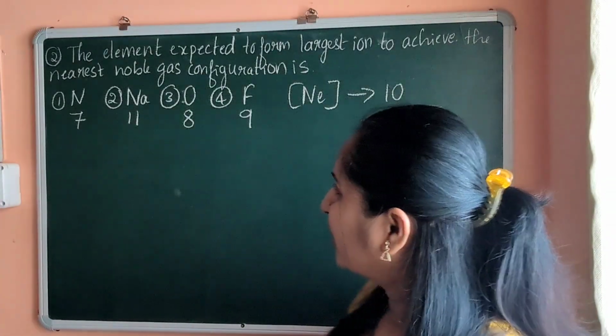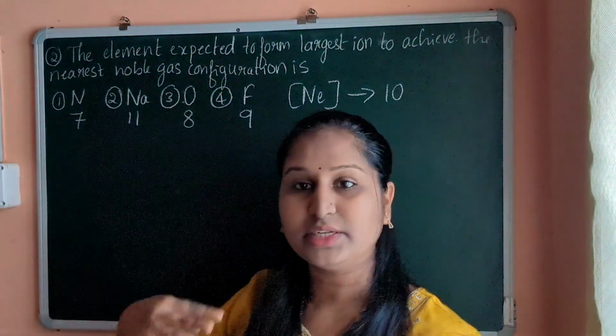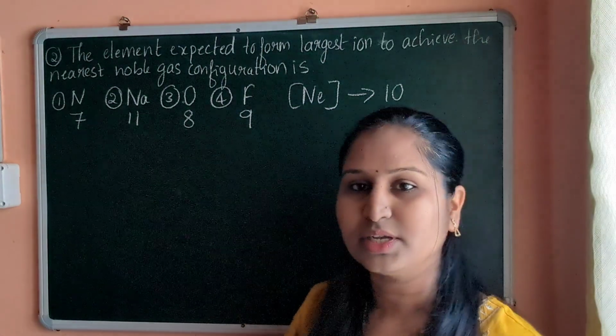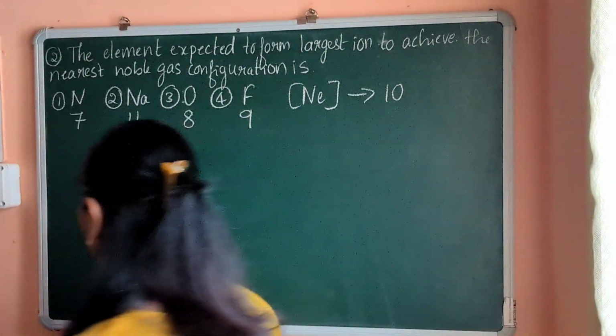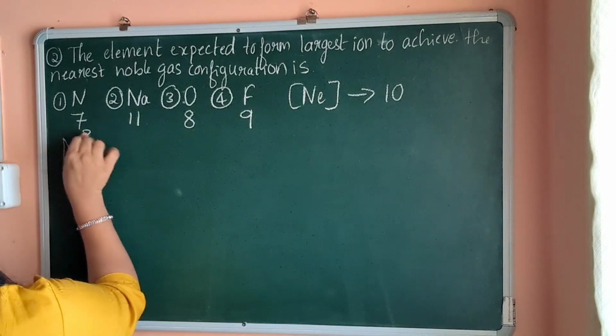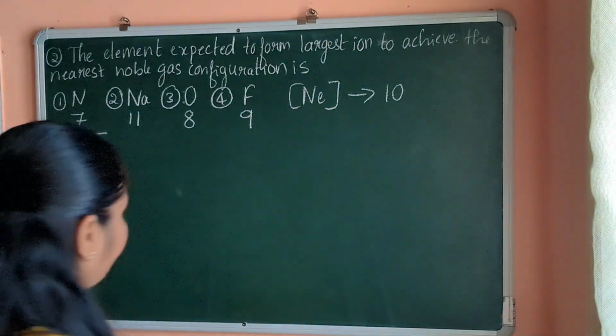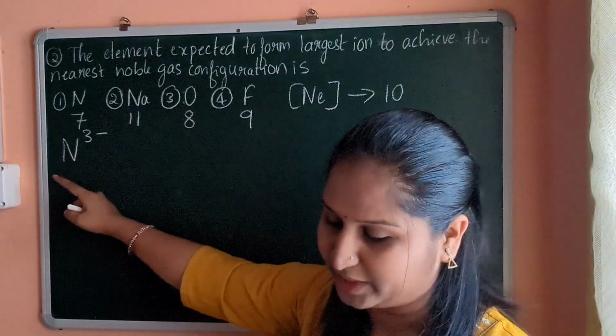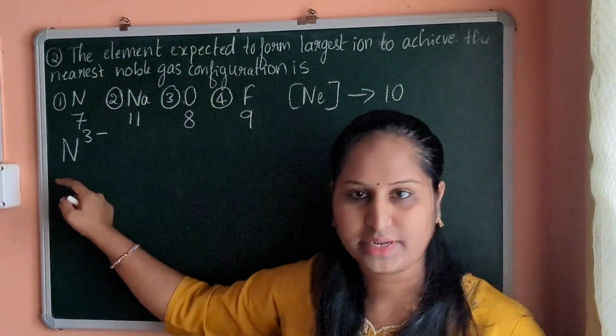For that, nitrogen has to gain 3 electrons. Then only will it attain the noble gas configuration of neon. Which means that nitrogen, after gaining 3 electrons, should have an N3 minus charge. Right? Because it has gained 3 electrons, the charge will be negative, as the electron charge is negative.